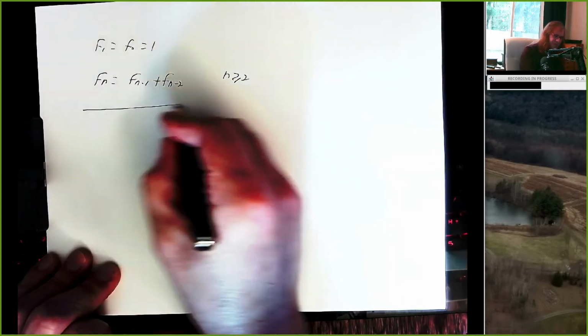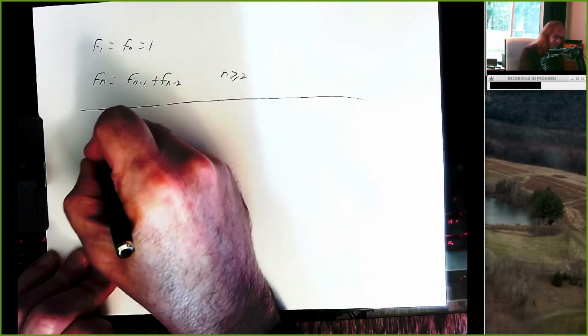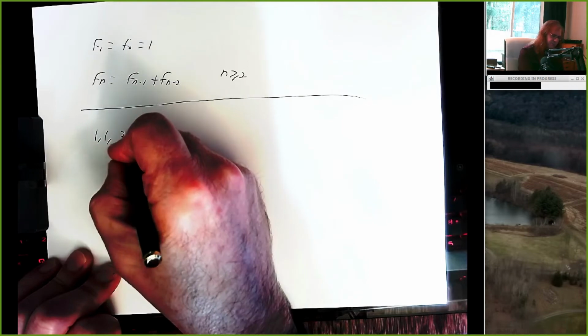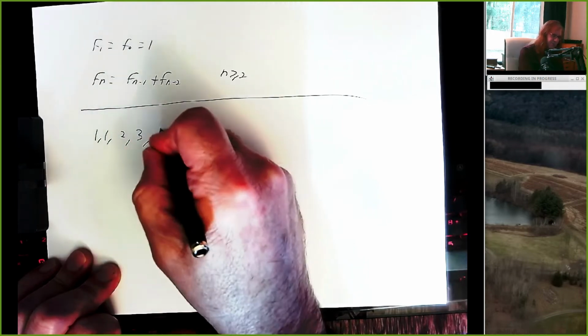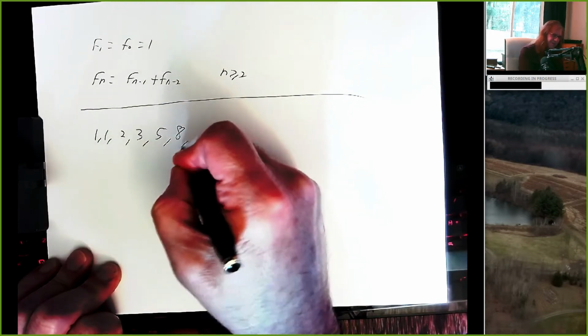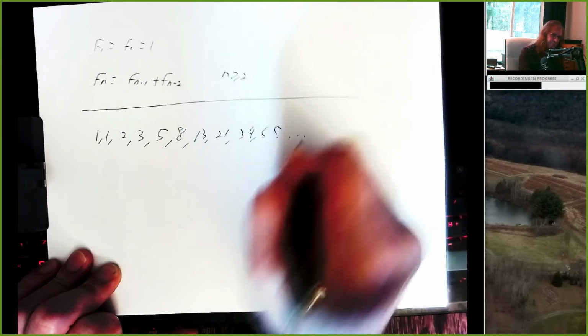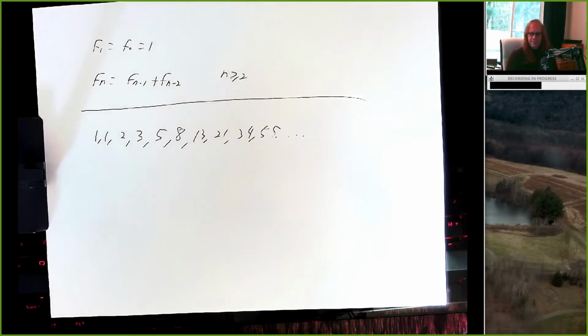And so you can write out this series by saying, let's start with a pair of 1s and just keep adding the previous 2 values. 1 and 1 is 2, 1 and 2 is 3, 2 and 3 is 5, 3 and 5 is 8, and so on. And it's a very famous series.